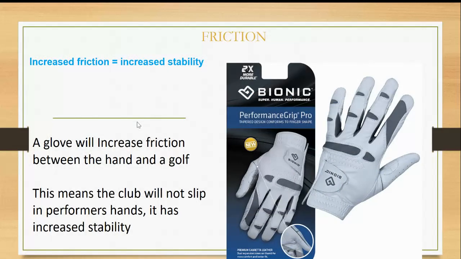Okay, so there's also gloves. If you want stability between the hand and the golf club which they are holding, because they don't want the golf club to turn whilst it's in their hand, or the angle to change slightly because there isn't enough friction, wearing gloves will increase the friction and therefore increase the stability between the hand and the club of the performer.